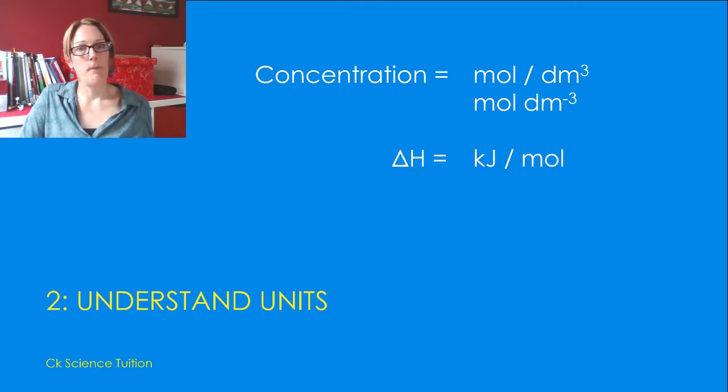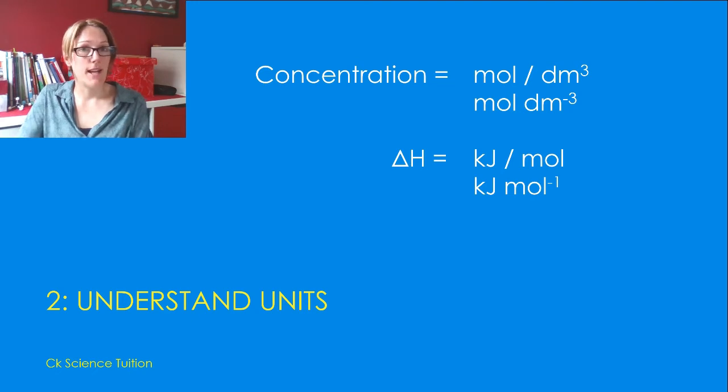Another one, which was written more clearly at GCSE, would be kilojoules per mole. Again, say it: kilojoules per mole. That tells you exactly how to do an experimental delta H calculation. Once you've got kilojoules, once you've got the number of moles, it's kilojoules divided by moles.